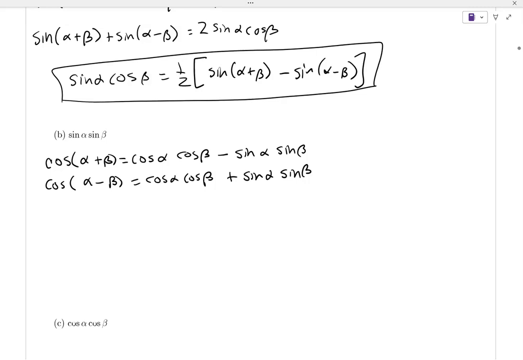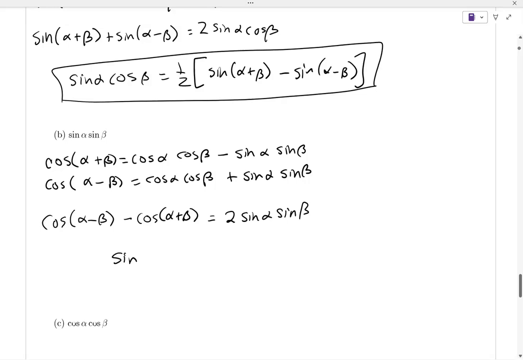So if I do cosine of alpha minus beta minus cosine of alpha plus beta, we get 2 sine alpha sine beta. Just like what we had in the previous one, isn't it? And then again, just like we did in the previous, we will divide by 2 and get that.